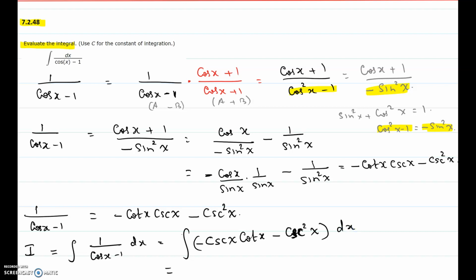The integral of negative cosecant x cotangent x is going to be cosecant x. You can refer to the basic integration formulas. Then the integral of negative cosecant square x would be cotangent x. As this problem is an indefinite integral, we should not forget the C. So the given integral value is cosecant x plus cotangent x plus C. Hope this video helps.